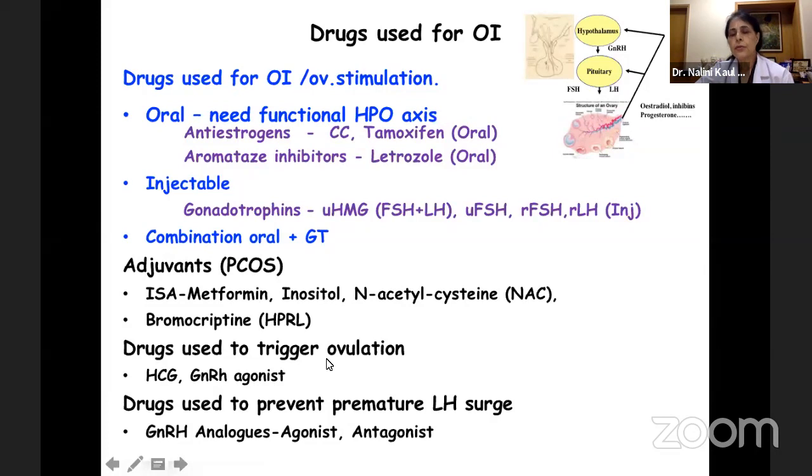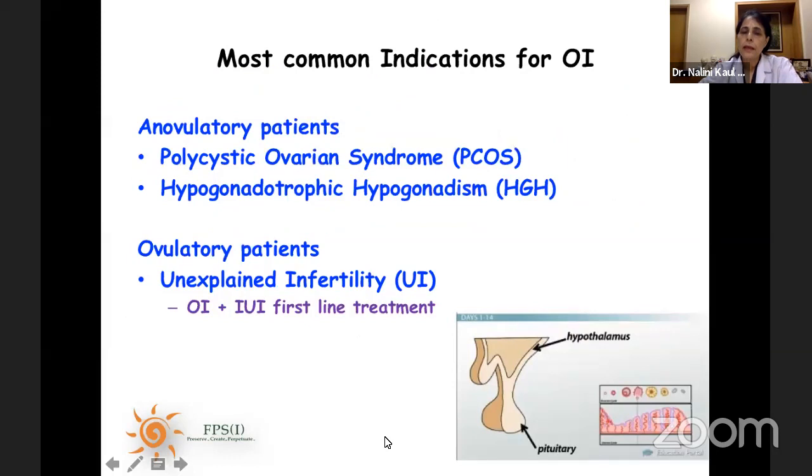What are the drugs we use to trigger ovulation? This is HCG, which has been used very routinely, and GnRH agonist, which has started being used in the last few years. Very effective ovulation trigger, but we'll go into the details of this later. Then there are the drugs to prevent premature LH surge, and these are the GnRH analogs, the agonist and the antagonist. Now, the most common indications for ovulation induction are polycystic ovarian syndrome and hypogonadotrophic hypogonadism in the anovulatory patients.